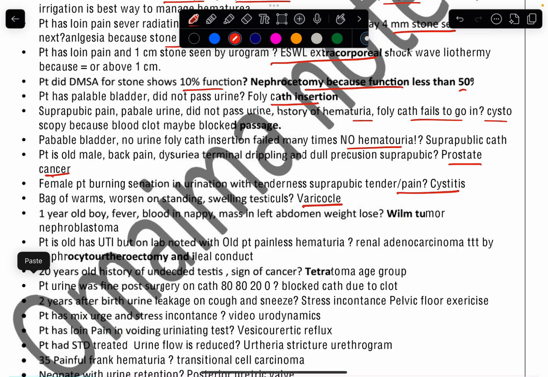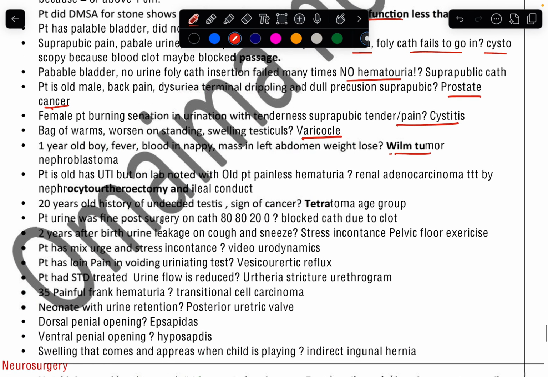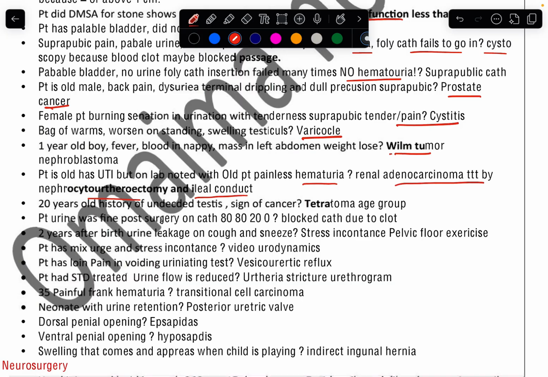Bag of worms, varicocele. One-year-old boy, nappy: fever, blood in the nappy, mass in the left side, weight loss, Wilms tumor, nephroblastoma. Old patient, UTI on lab, hematuria, renal adenocarcinoma, treatment by nephroureterectomy, ileal conduit. 20-year-old with antecedent testis, teratoma.